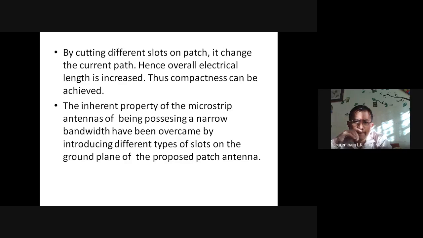And after that, the compactness of the antenna can be obtained by using cuttings on the patch as well as on the ground plane, because it affects the electrical length of the patches. Certain inherent properties like narrow bandwidth can be overcome by introducing the slot, as we have already seen that it can go up to ultra wide bands, and 58%, 49%, 47%, 57% and so on can be easily obtained.